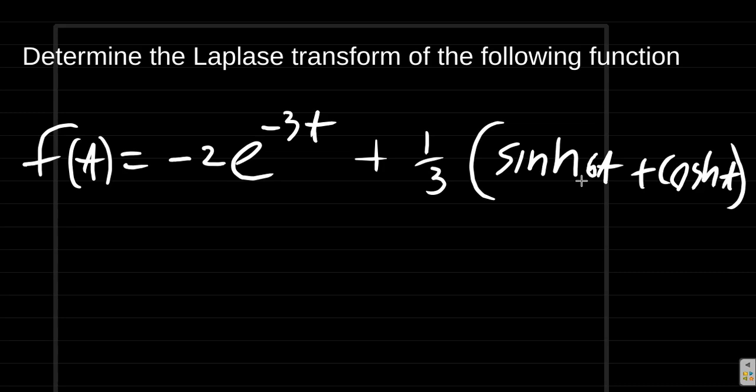Determine the Laplace transform of the following function. Well, the function is f of t equals negative 2e to the negative 3t plus 1/3 open bracket hyperbolic sine 6t plus hyperbolic cos t close bracket. I'm asking you to pause the video and work it out.